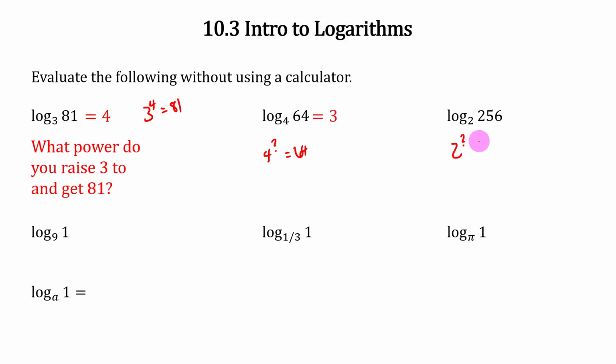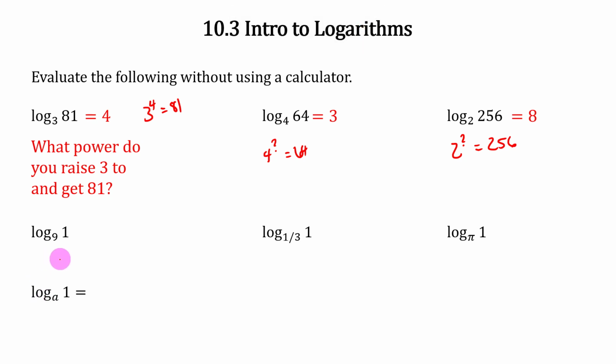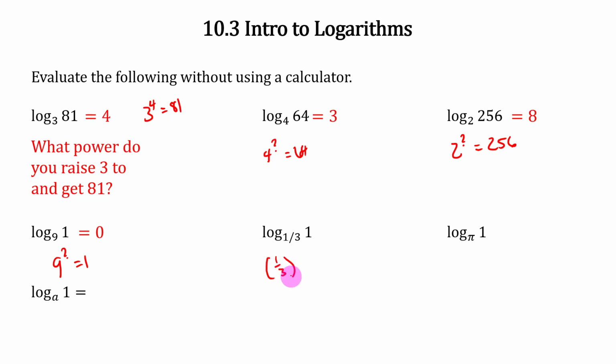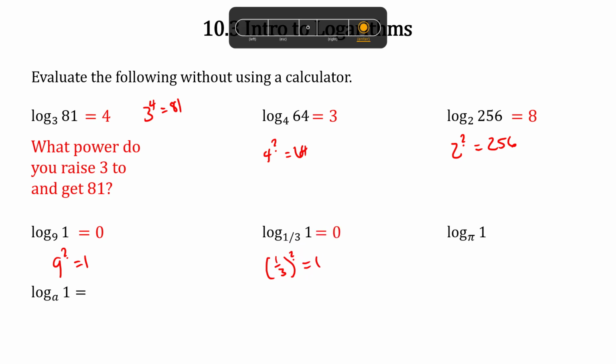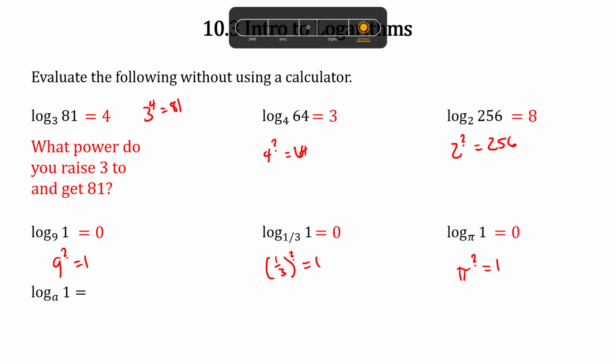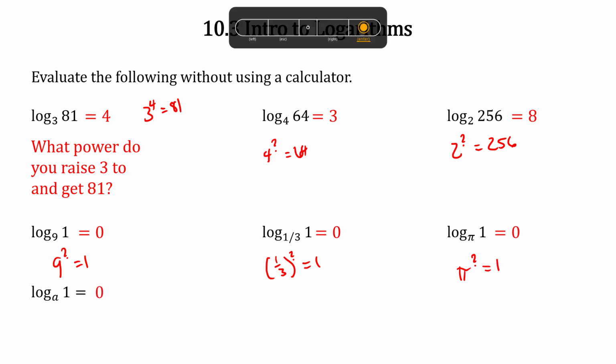2 to what power equals 256? That's the eighth power. Now, 9 to what power equals 1? That's going to be 0. 1/3 to what power equals 1? Hey, look, that's also 0. Pi to what power equals 1? Also 0. Log base a of 1 is always going to be 0.